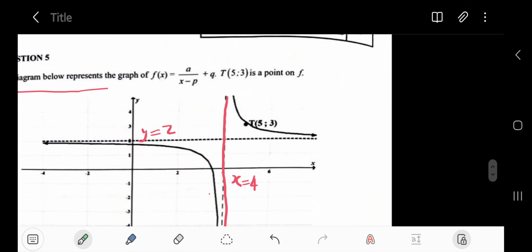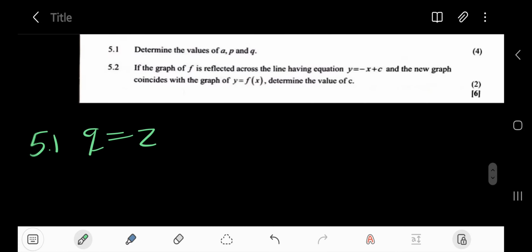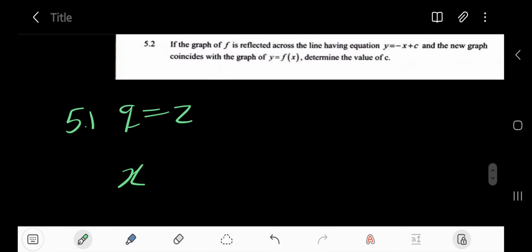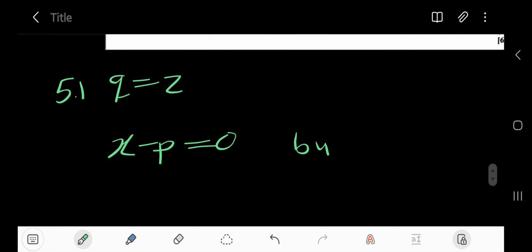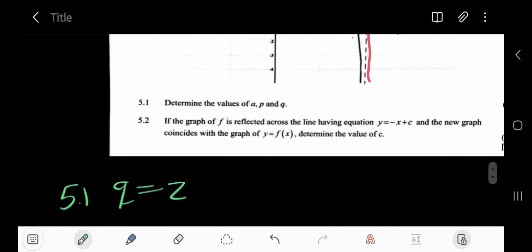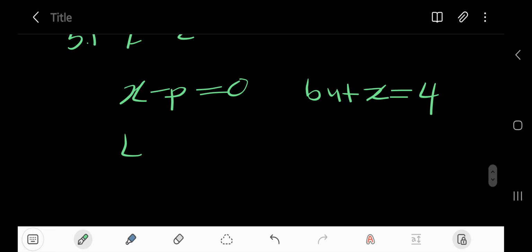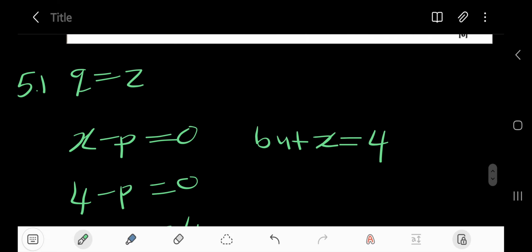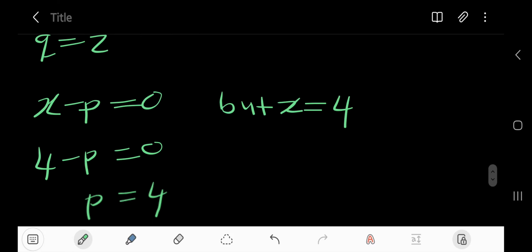So this is 5.1. Now we understand that x minus p must be equated to 0 in order for us to find the value of p. But we have the value of x, so we are just going to replace that. Look at this: x minus p is equal to 0. But remember, guys, x is equal to 4. They've given that to us, the vertical asymptote. So now we put 4 minus p is equal to 0. Therefore, p is equal to +4. And then we're sorted. So now we just need to find the value of a.